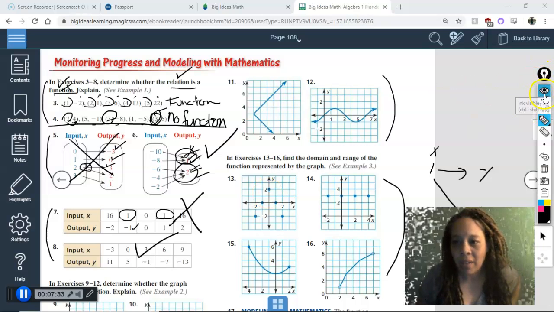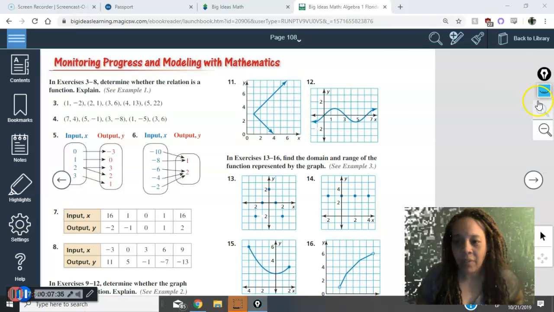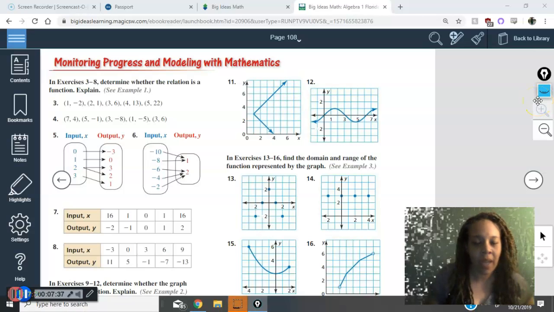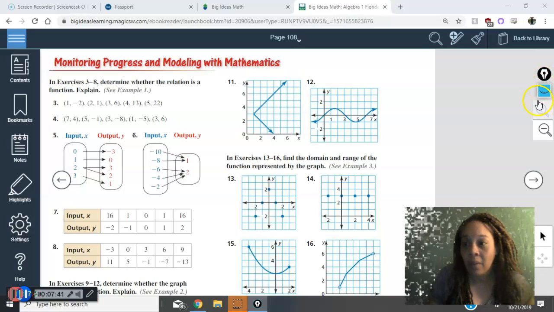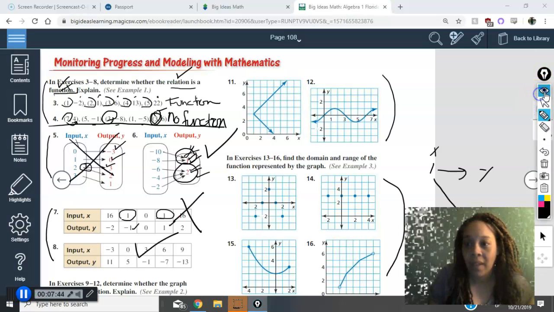I'll be moving on to the next section in another video. Feel free to continue on ahead or to go back and complete these problems if you have not completed those problems as of yet. I need my pointer tool.